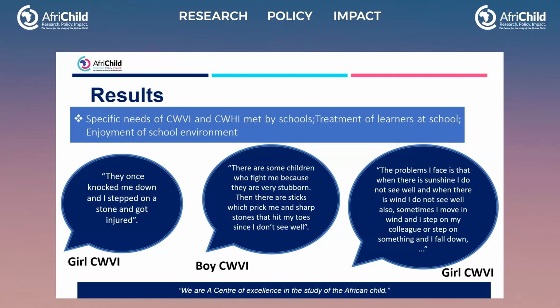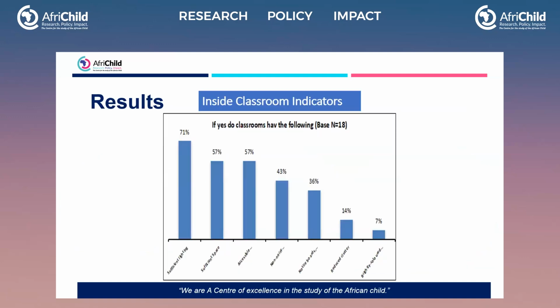Then a boy with visual impairment also told us that there are some children who fight me because they are very sharp to my toes since I don't see well. Another one also told us that the problem I face is that when there is sunshine, I do not see well. And when there is wind, I do not see well also. Sometimes I move in wind and I step on colleagues and step on something and I fell down. So those are some of the challenges that these children told us while they are on the school compound and even when they are walking to school.